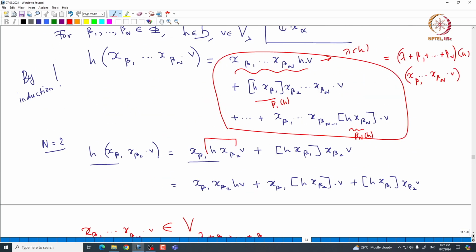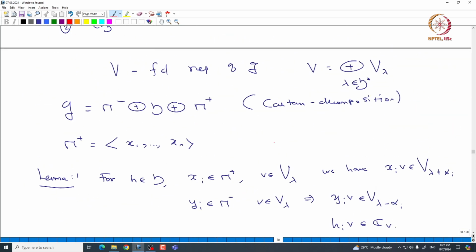So, we will use this later and try to understand how a typical element in G acts on capital V using the PBW basis. We will do that computation in the next class. We will stop here.